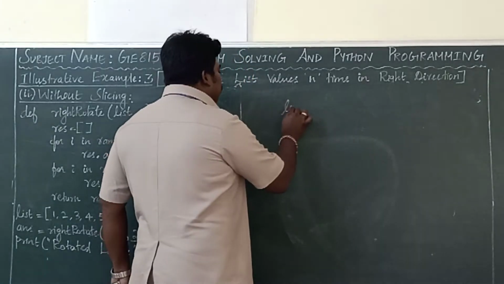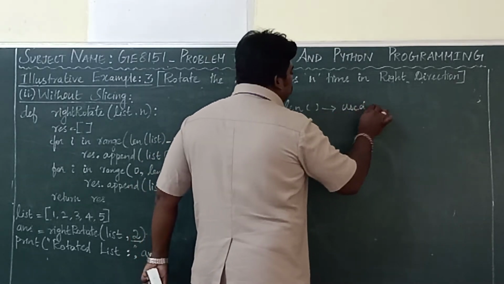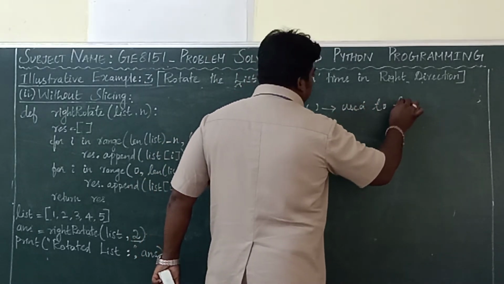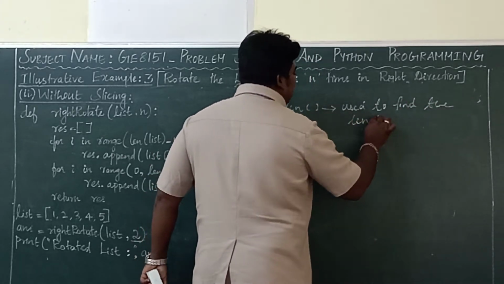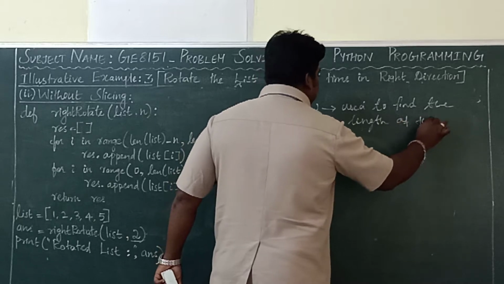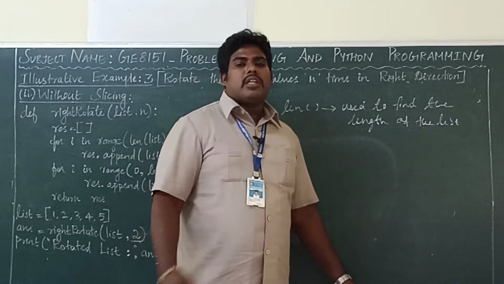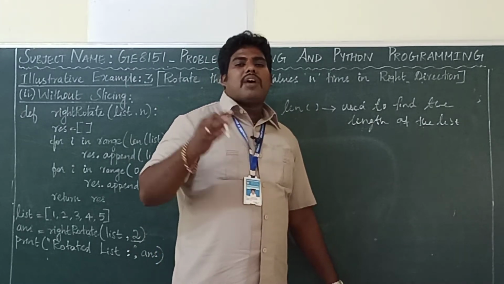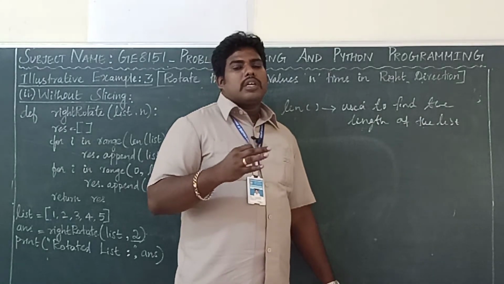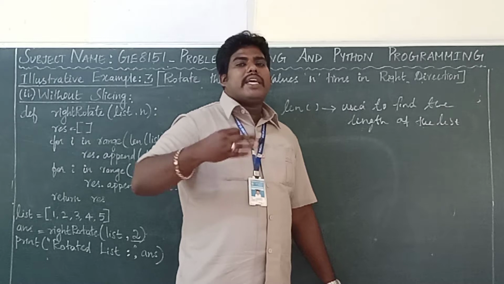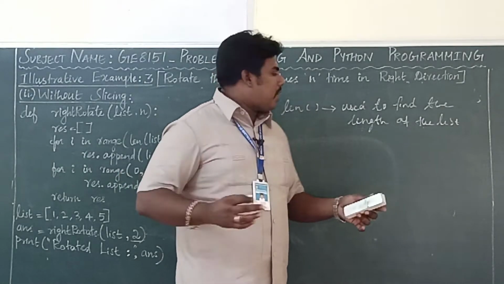The first one is len. Len is a function used to find the length of the list. If you want to find the length, it will count the number of elements present in the list. Len will return how many elements are present in the list, that is, the number of values or number of elements.